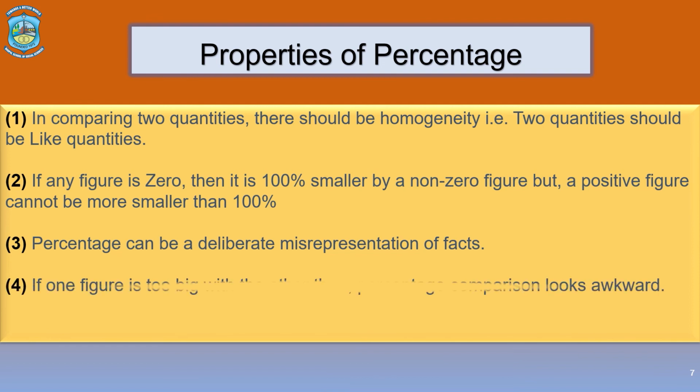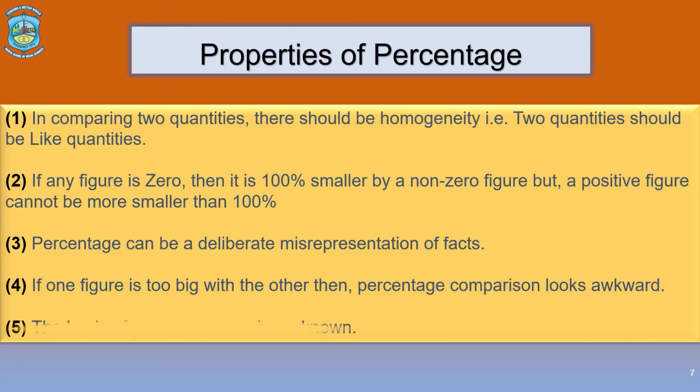If one figure is too big compared with the other, then the percentage comparison looks awkward. For example, I can measure the height of a person, say 6 feet, and I can measure the height of Mount Everest, also in feet. But the size of Mount Everest is more than 100 times the size of a person. So in this case, if I do a percentage comparison, it looks very awkward. In such conditions, we make use of other comparisons like ratios and proportions.